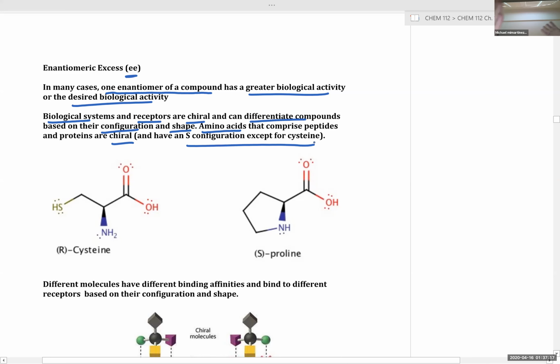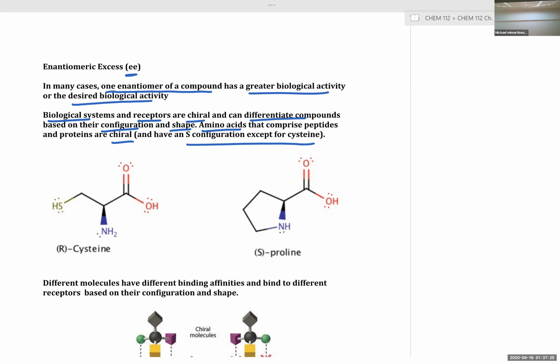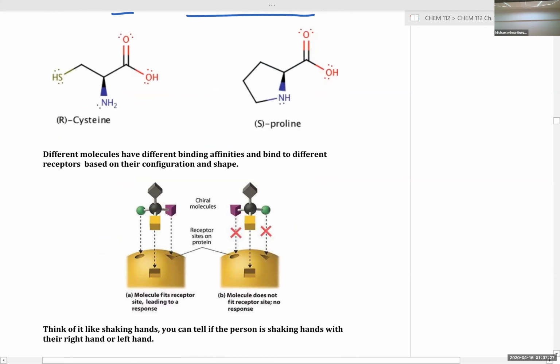So it's sort of like a handshake. You can know whether you're shaking someone's hand with your right or left hand and whether they're shaking your hand with the right or left hand. As a result of these interactions between chiral molecules, different molecules have different binding affinities and bind to different receptors based on their configuration and shape. This is the quote-unquote lock and key model.